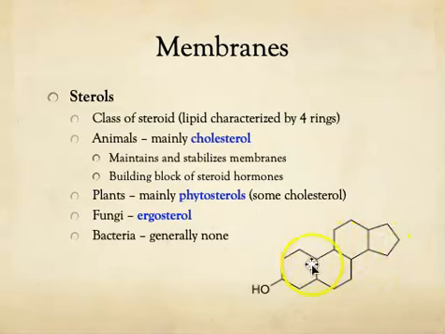Remember, when we draw a ring structure like this, each point of the ring represents a carbon atom. All right, so this is a 6 carbon ring. We haven't drawn in the carbons, we haven't drawn in the hydrogens that are attached around the ring, but the ring itself represents those atoms. So you have this 4-ring bulky structure and this hydroxyl group attached. This is what all sterols have in common.